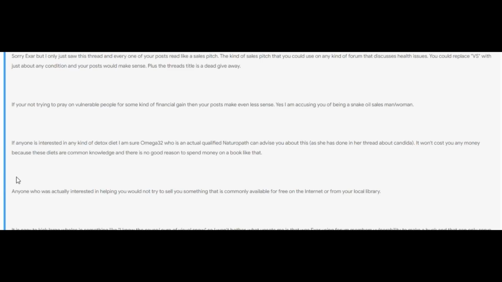If anyone is interested in any kind of detox diet, I am sure Omega 32, who is an actual qualified naturopath, can advise you about this, as she has done on her thread about Candida. And it won't cost you any money because these diets are common knowledge and there is no good reason to spend money on a book like that. Anyone who is actually interested in helping you would not try to sell you something that is commonly available for free on the internet or from your local library.